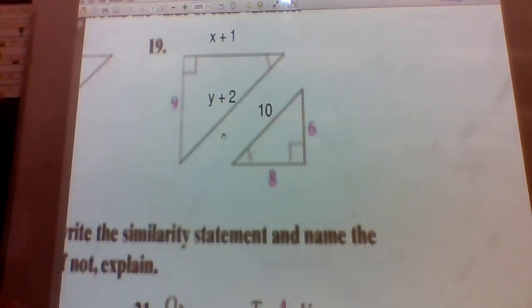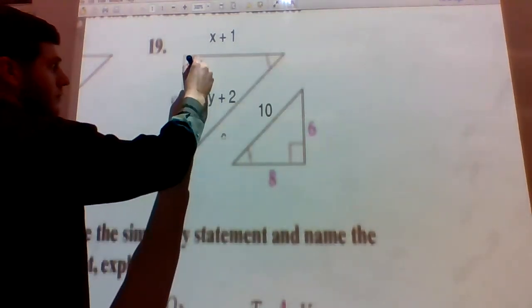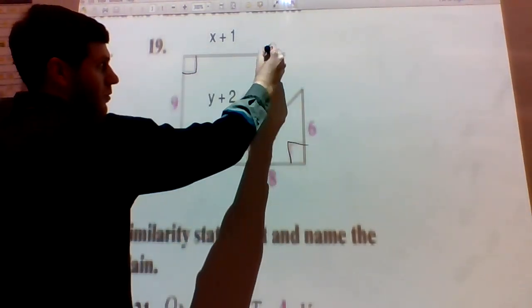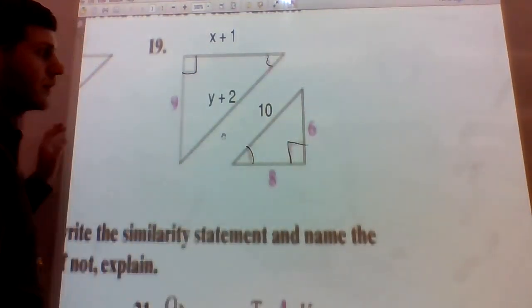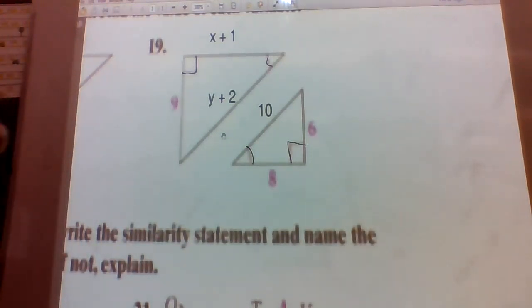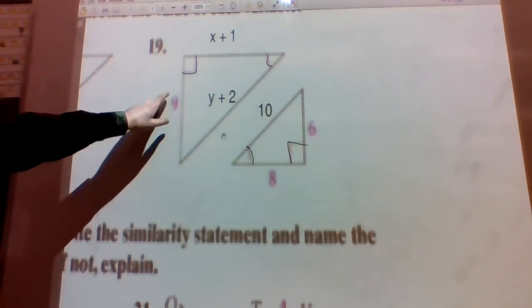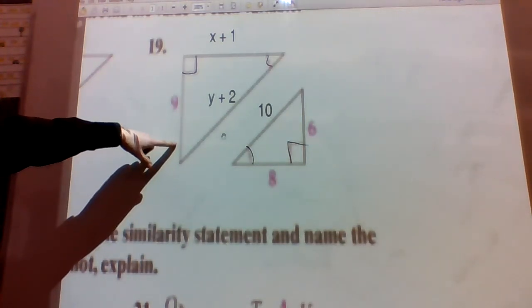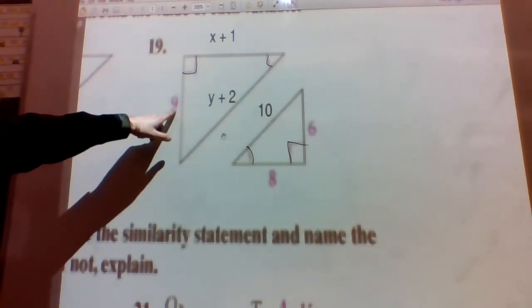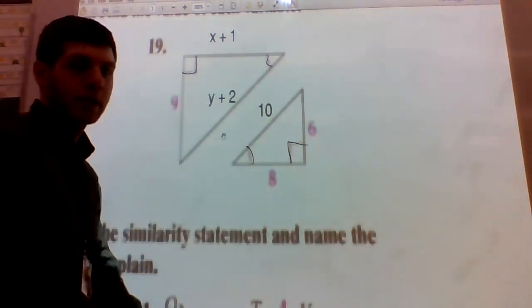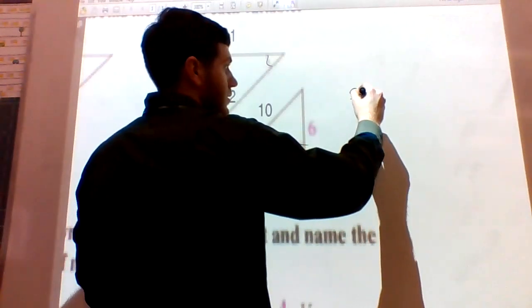Let's set up our proportion. So we have a right angle and a right angle, and then we have one arc and one arc. If we look at the sides that are not with the right angle and don't have the arc, that's 9 and 6. So we're going to have 9 over 6.